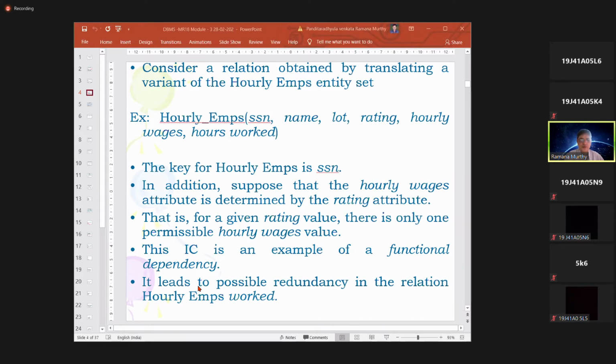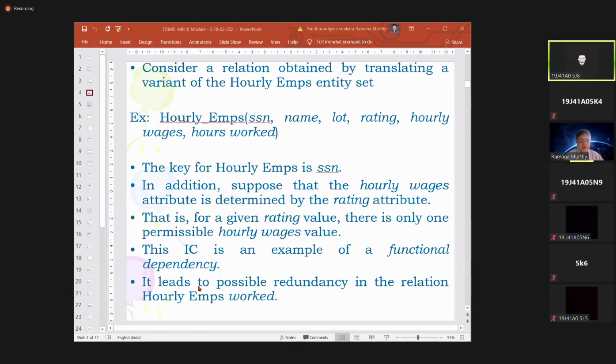So now if you feel that the hourly wages attribute depends on the rating attribute, hourly is based on the rating value. That means for any given rating value, there is only one permissible hourly wage, whether it is employee 1 or 2 or 3 or anybody. Be careful that we need to maintain this integrity, this is also called the integrity constraint. One example of the functional dependency.